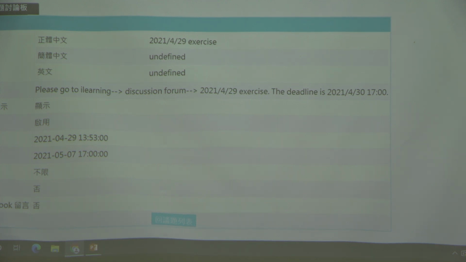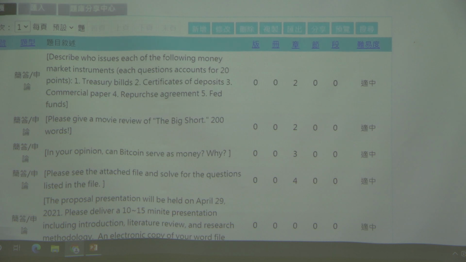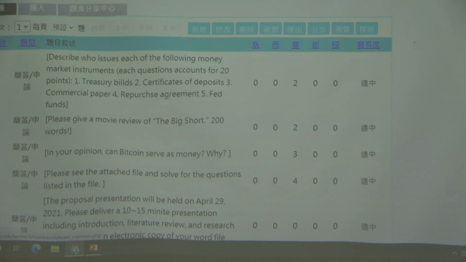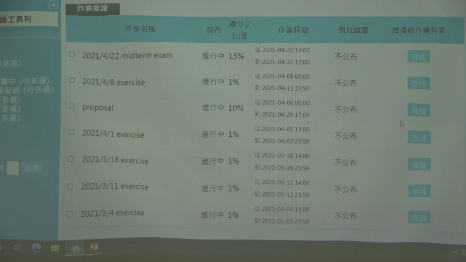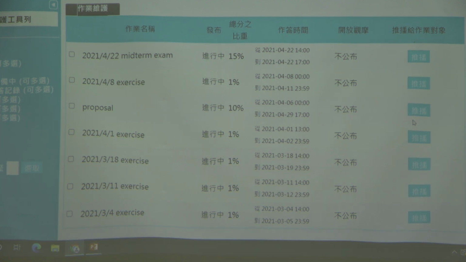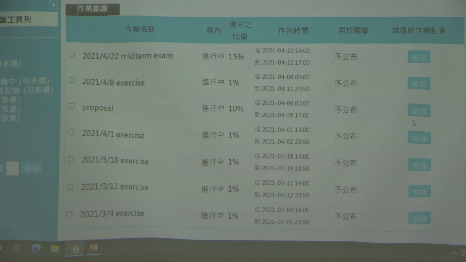How about your proposal? Do you need to extend the deadline? According to the deadline, let me check. I guess it's today by 5. It's due today by 5 o'clock. Are you not yet done? Not yet. Because some students have submitted their proposal, I cannot change the deadline. After the class.